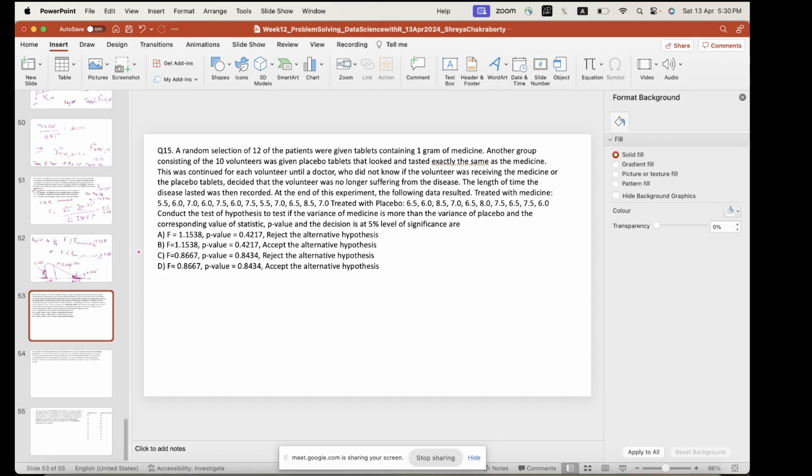Okay. Here also the same sort of thing is given. A random selection of 12 patients were given a medicine. Another group of 10 were given a placebo. We have the length of time treated with medicine and treated with placebo. Test if the variance of the medicine is more than the variance of the placebo. So H naught is sigma medicine is equal to sigma placebo and H1 is sigma medicine is greater than sigma placebo.